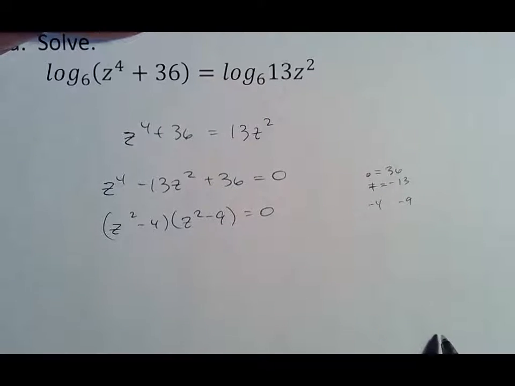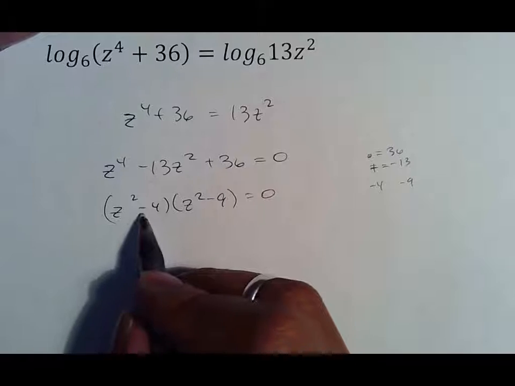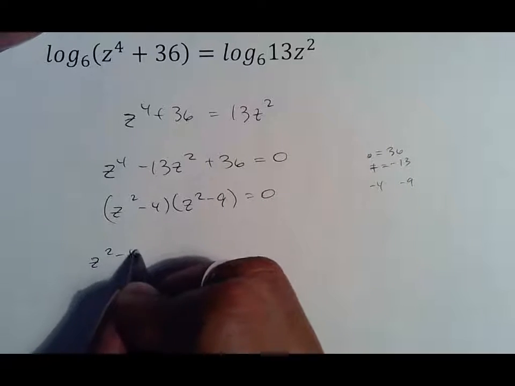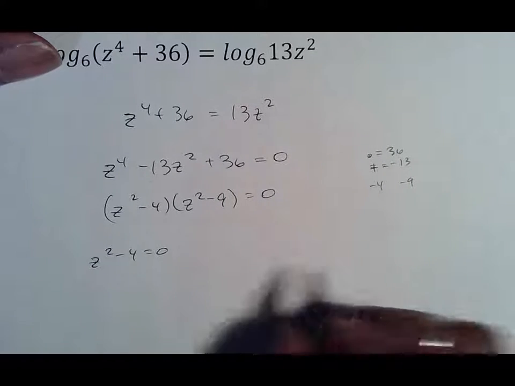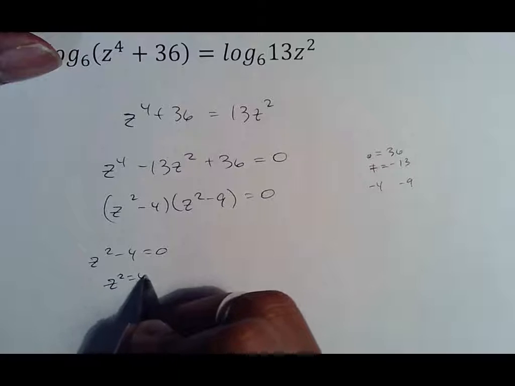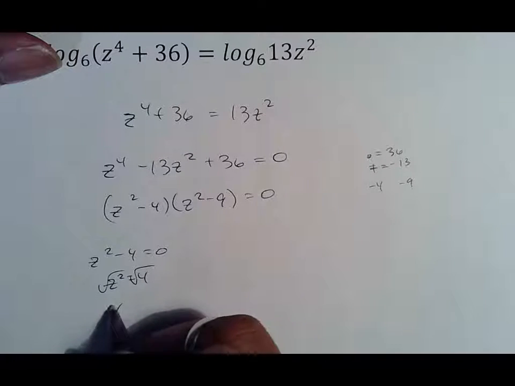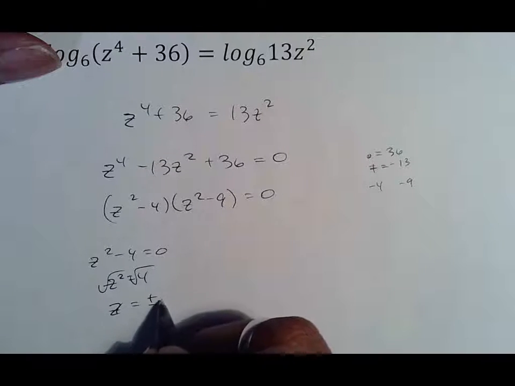From there, I have two options. I'll show you both of them. Option one is take this thing and set it equal to 0, which means then that z squared is equal to 4, which means when I square root both sides, you cannot forget to put a plus or minus 4.